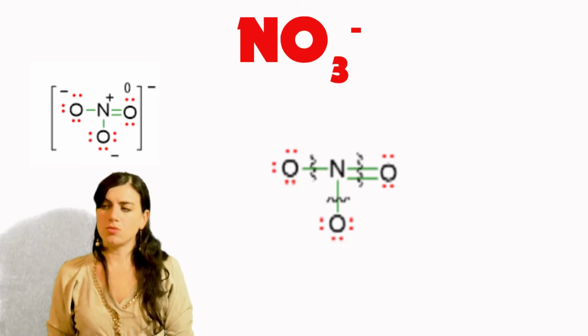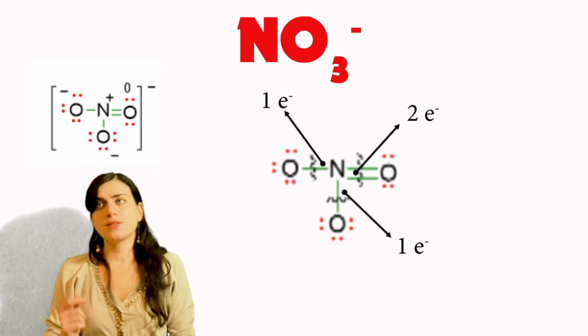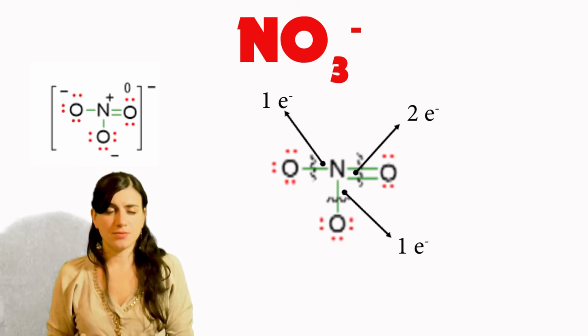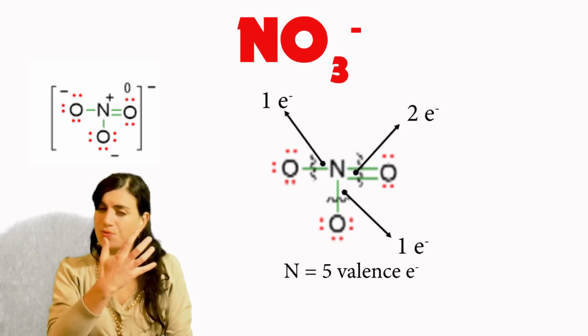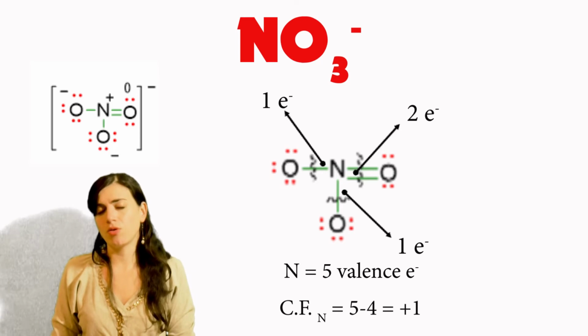Nitrogen will have now 4 electrons. Simple. Which is the valence of nitrogen? The valence of nitrogen is 5. So just do 5 minus 4 is plus 1, as before.